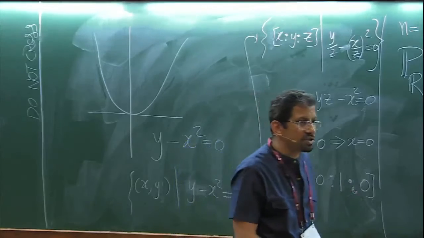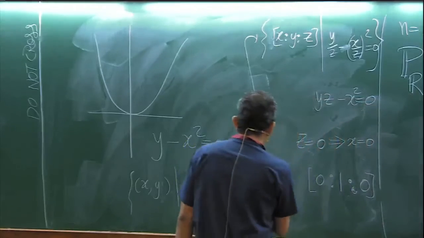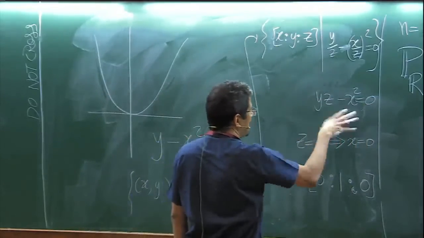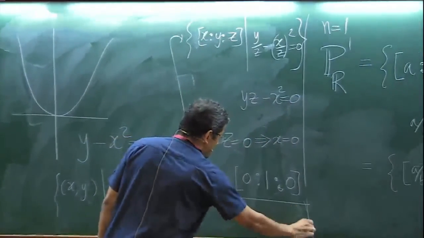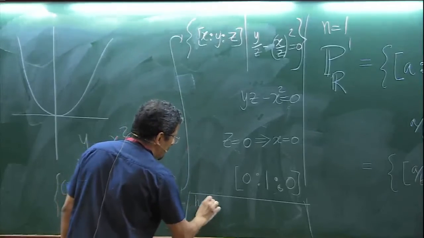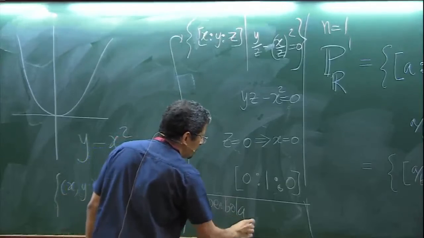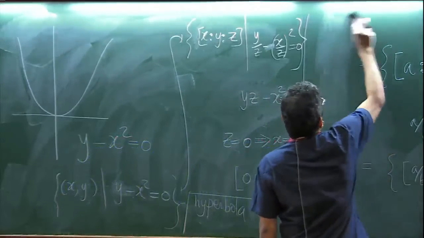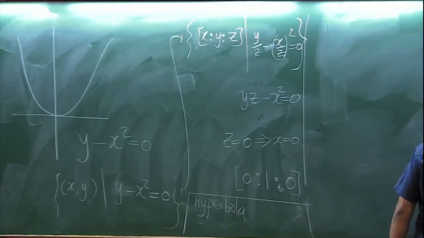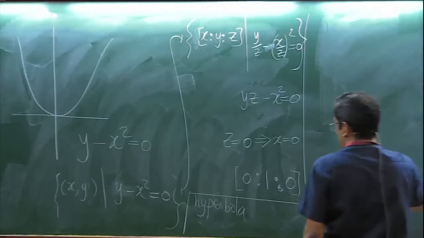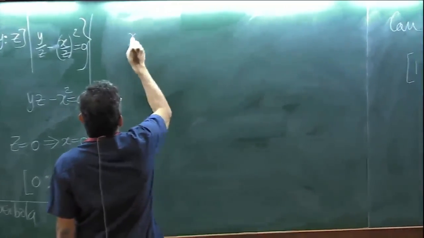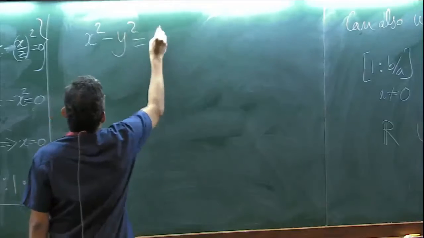So similarly, you can write down, for example, the recipe is pretty straightforward. Replace x and y by x by z and y by z, reorganize, and then put z equal to 0. So for example, the hyperbola. Just one more example, and then I'll try to wrap up my lecture. So let's take a very standard example of a hyperbola: x square minus y square is equal to 1.